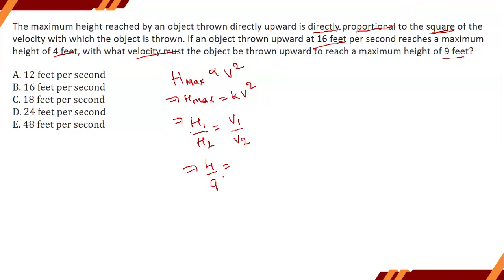And what is the initial velocity? Initial velocity is if an object is thrown at 16 feet per second. So we have 16 feet per second over what? That's what the question is asking over here. So this is v1 square and v2 square, and this is again a square into v2 square. So with this, we will get v2.